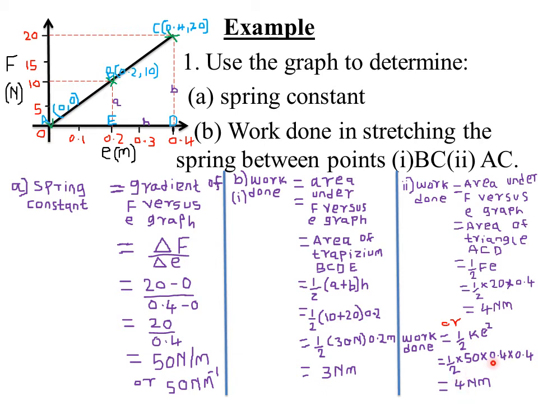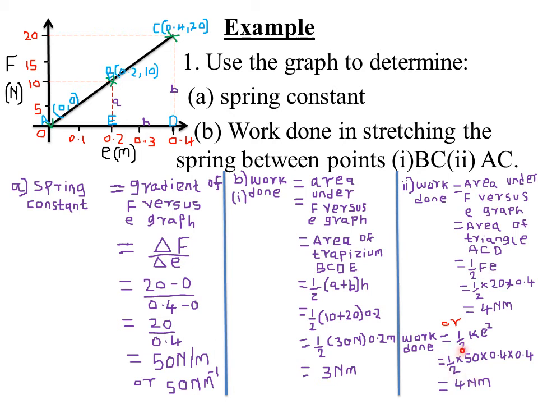So remember, you take 0.4 times 0.4, then you multiply by 50, then divide by 2. If you perform this using a calculator or by simple cancellation, you will actually obtain 4 Newton meter. So notice that this value is exactly the same as the one that we have obtained up here. So you can either choose to use this formula or use these other formulas, and the results will be exactly the same.